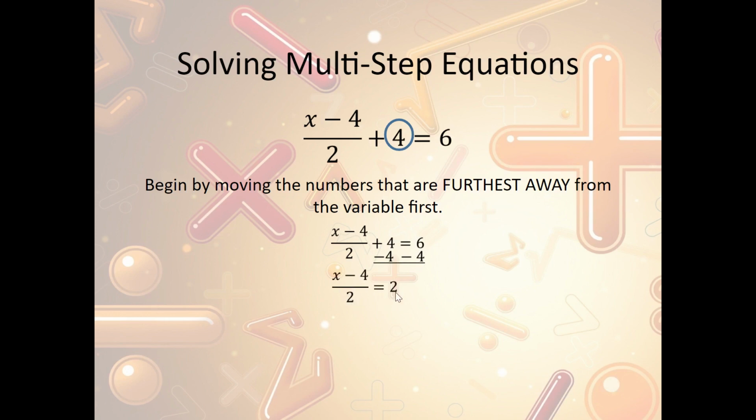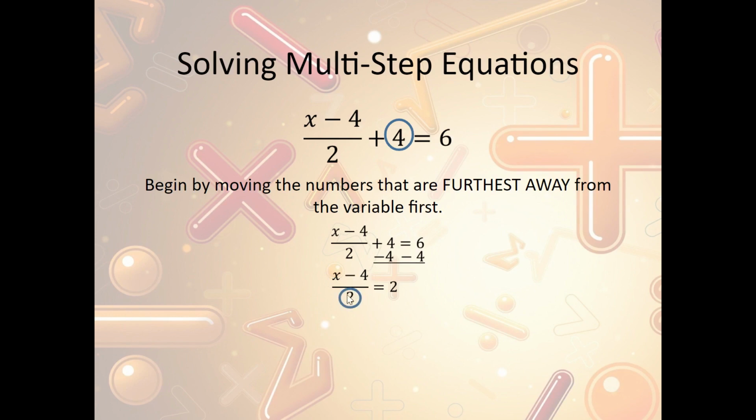Now we need to determine what's furthest away from the x. Well, we can see that we have this negative 4 and this positive 2. Those are the two that we need to get rid of. The negative 4 is grouped with the x up here. The 2 is floating kind of at the bottom. So we're going to get rid of the 2 next.